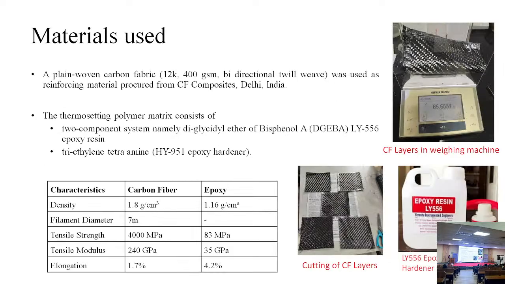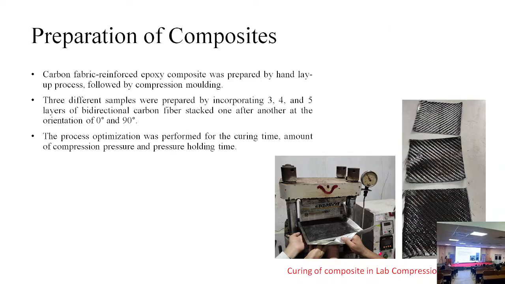The material I used in my current work is a plain woven carbon fabric, 400 GSM bidirectional carbon fiber, procured from CF Composites, Delhi, India, and also the epoxy resin LY556, which is a diglycidyl ether of bisphenol A, with a hardener SYN51 epoxy hardener. Here we can see that the tensile strength of the carbon fiber which we used is 4000 megapascal. If the tensile strength of the carbon fiber is enhanced, then the mechanical properties of the carbon fiber composite can also be increased.